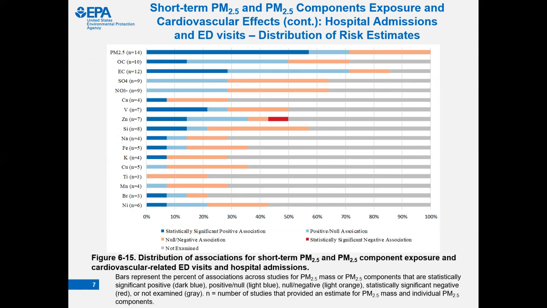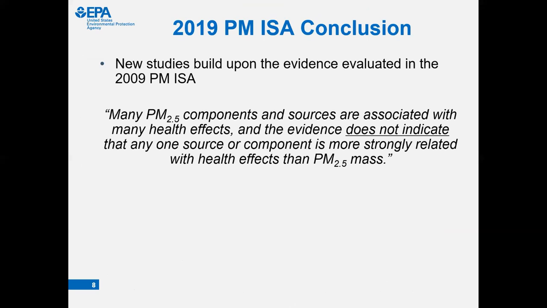Across this, you can see that in this instance, and this is a similar pattern that we've seen for the other health outcomes that we evaluated, you see evidence of positive associations for the majority of the components that were evaluated, and then you tend to see relatively consistent and positive associations when focusing on PM 2.5 mass. And so it was the combination of evidence across all the different health outcomes that we evaluated. So we had figures similar to that in each of the chapters within the ISA to help inform our conclusions. And we concluded that many components and sources are associated with many health effects, and the evidence does not indicate that any one source or component is more strongly related with health effects than PM 2.5 mass.